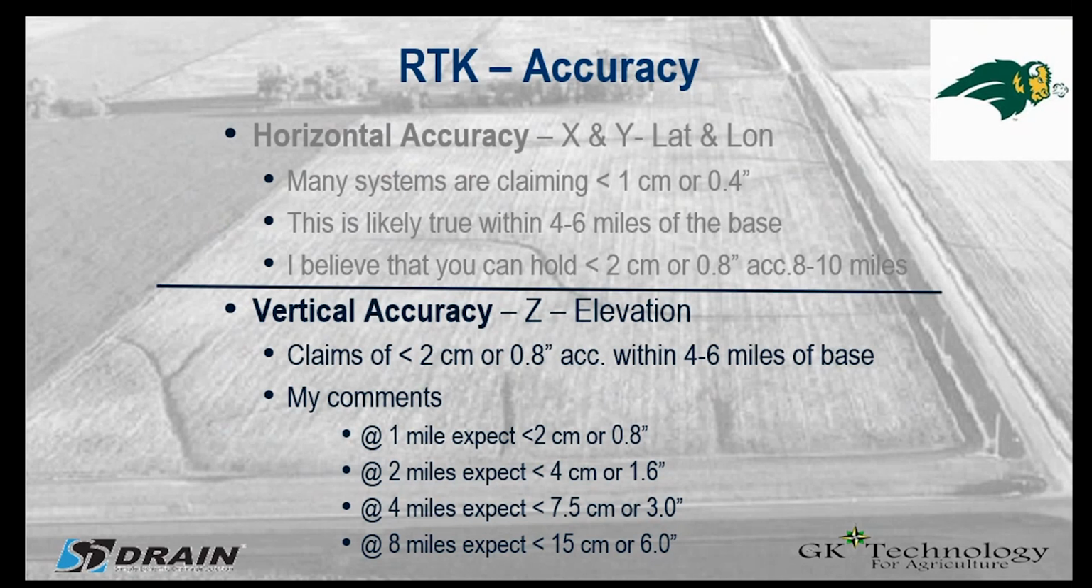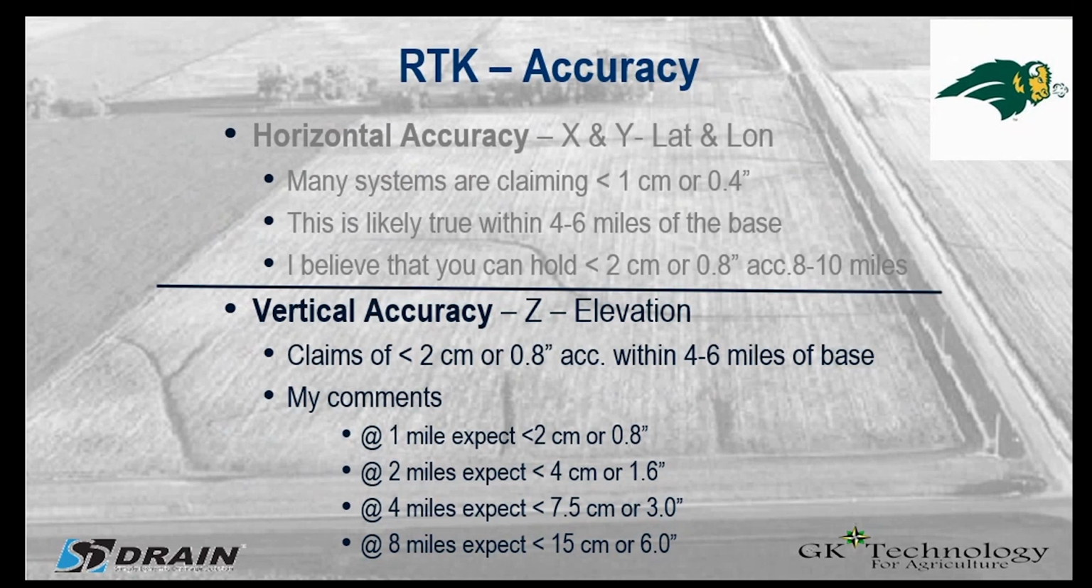My boss, Kelly Sharp, who also owns GK Technology, actually came up with this based on his experience working with topography data over the years. At 1 mile with RTK, you can expect about an inch, just under an inch of accuracy. 2 miles, about an inch and a half. 4 miles, 3 inches, 8 miles, 6 inches. So think about how far away you are from your base station, and then think about how accurate you need to have that.